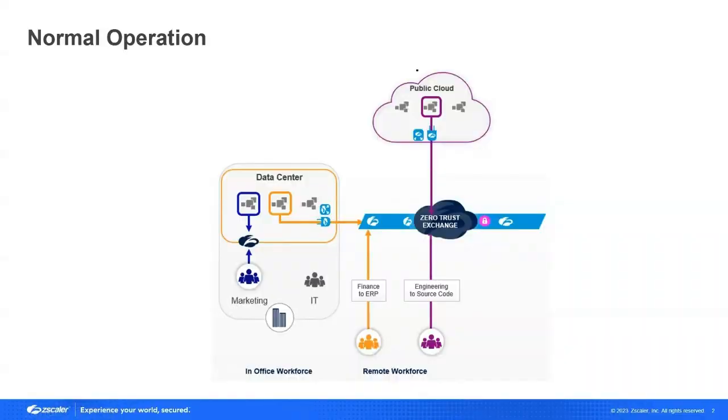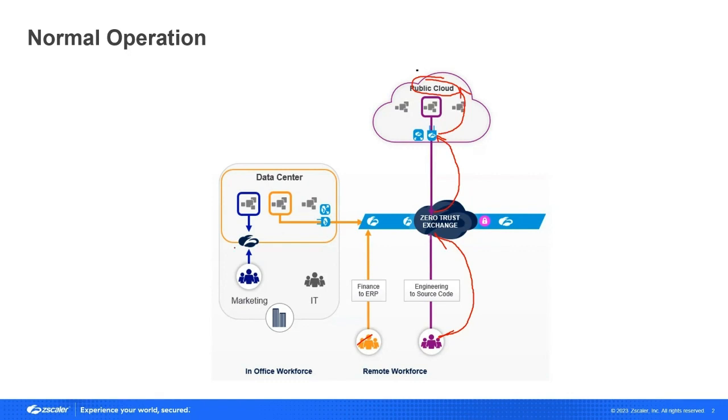Now, let's take a step back and recall what a normal operation looks like in a high-level packet flow. On a normal operation, we have a remote user right here, and they'd like to get access to our servers in the public cloud. What happens is they talk to the Zero Trust Exchange, and from here it talks to the app connectors, and then the app connectors talk to the actual servers.